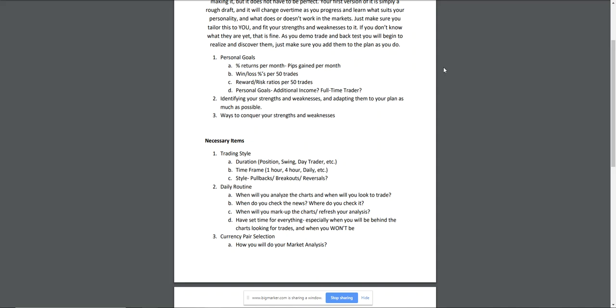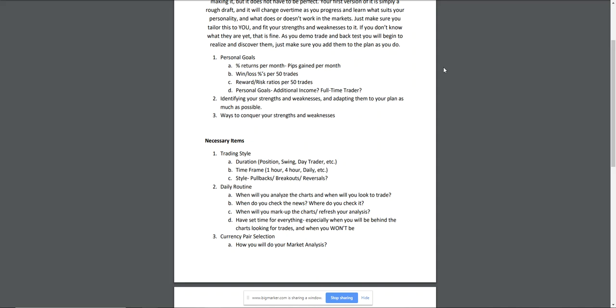So your goals. Obviously, at the end of the day, what is the reason for you getting into trading, right? Why have you taken the time to learn this skill? That is what you want to lay out in here. Lay out the reason you want to be a trader and what you expect to gain out of it. What are your goals personally? What are your goals financially? What are your goals professionally?